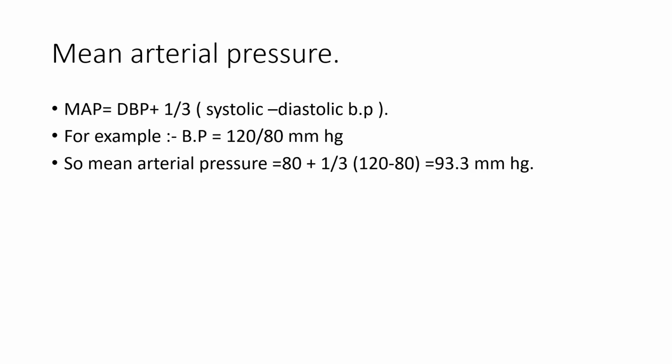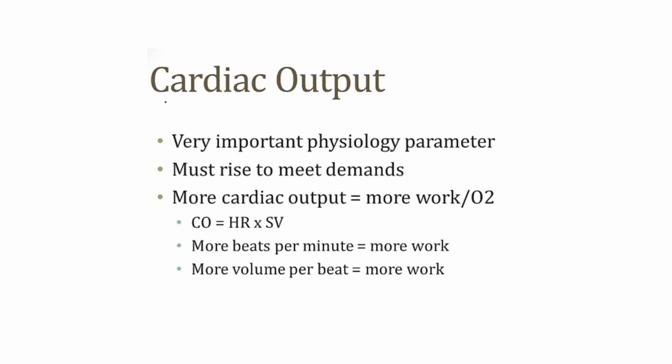Now mean arterial pressure. Mean arterial pressure is equal to the diastolic blood pressure plus 1 by 3 of the systolic minus diastolic BP. For example, if you take a normal BP, it is 120 by 80 mm of Hg. So mean arterial pressure is equal to 80 plus 1 by 3 of the difference between this BP, 120 minus 80. So that comes out to be 93.3 mm of Hg.